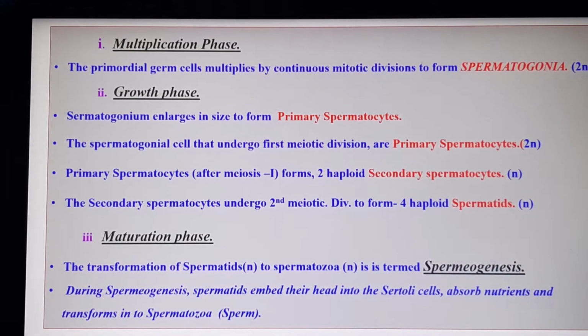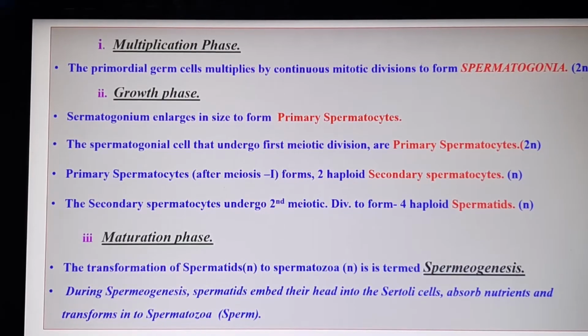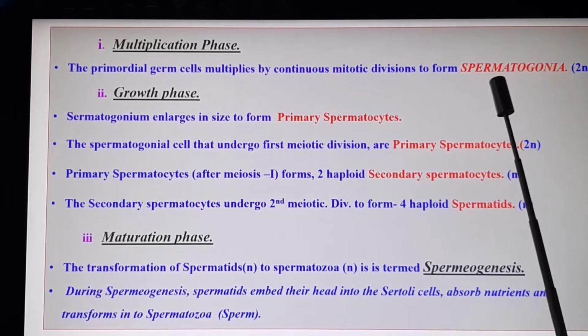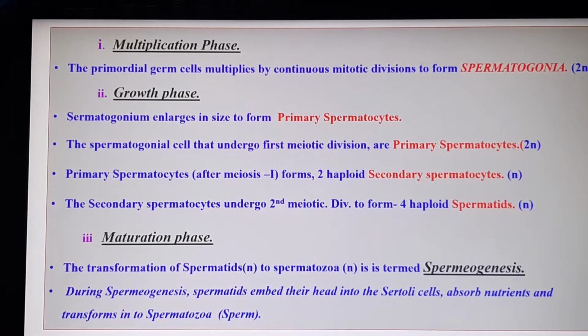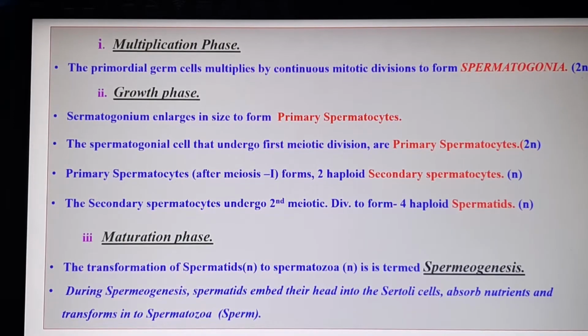First one is the multiplication phase. The primordial germ cells multiply by continuous mitotic divisions to form spermatogonia, which are diploid in nature. And this spermatogonium enlarges in size to form primary spermatocytes. That comes under the growth phase. The spermatogonial cells that undergo the first meiotic division are called primary spermatocytes. Primary spermatocytes are also diploid in nature.